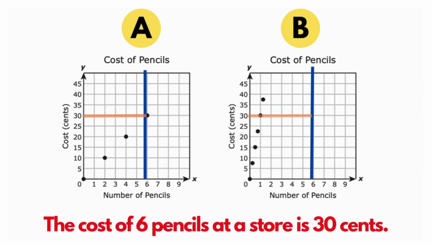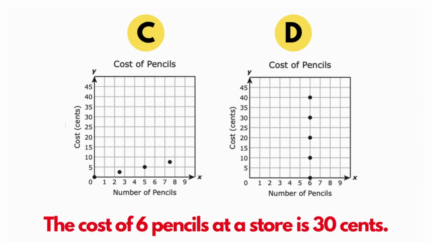On A, our 30 and our 6 intersect on one of our points. So actually A does work. It matches our graph. And if you look at B, 30 cents and 6 do not match up, so B won't work on that one. And let's go to C and D.